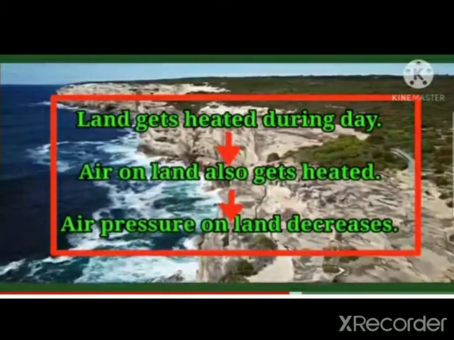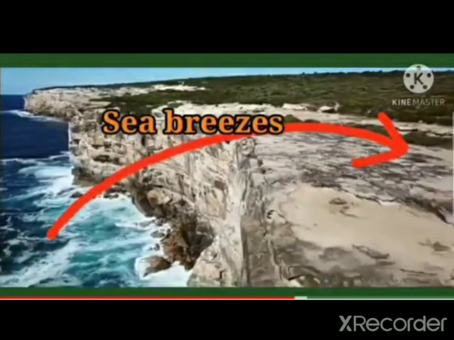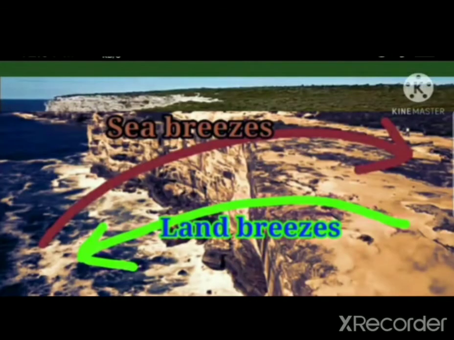At night the land cools down faster compared to the sea water. So the air pressure is higher, and hence these breezes are called land breeze, and the land breeze blows from land towards the sea area. Here you can see the sea breezes moving from the sea area to the land area. Again here you can see the land breezes are moving to the sea area.